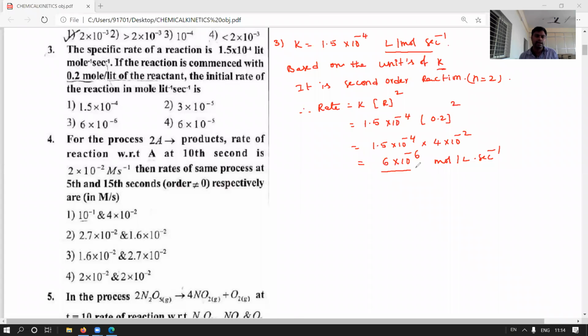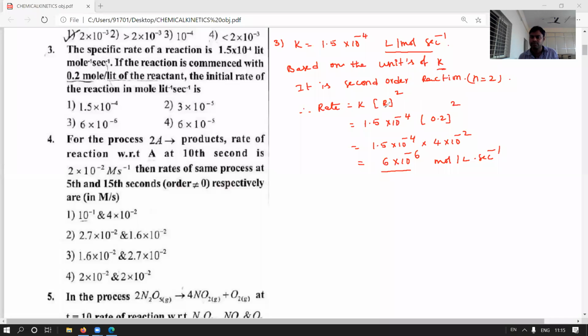Okay, see here, the main important thing is that the specific rate of reaction is nothing but the rate constant. K value is equal to 1.5 into 10 to the power of minus 4 liter mole inverse second inverse, which they gave, and the concentration of reactant is 0.2 mole per liter. They asked to find the rate of the reaction. For this, first we have to find the order of the reaction according to the units of K, and we find that the order of the reaction is 2.